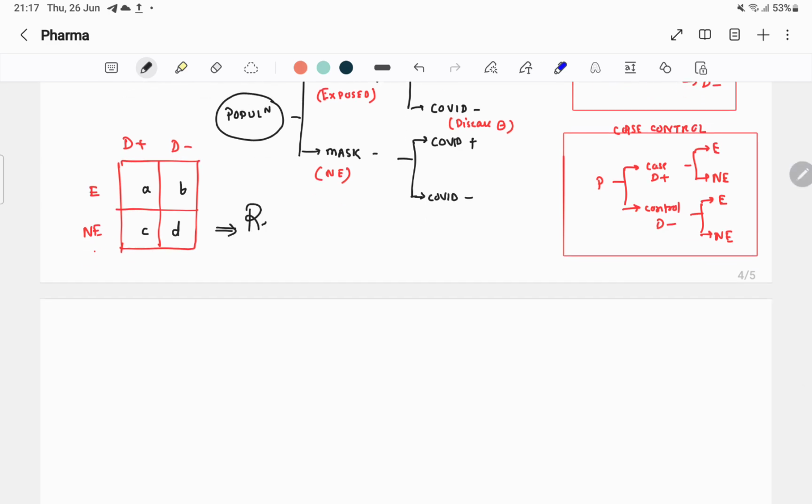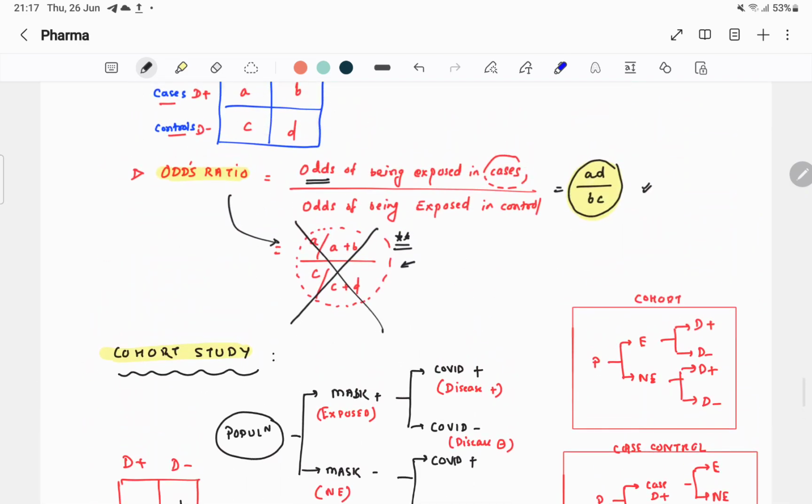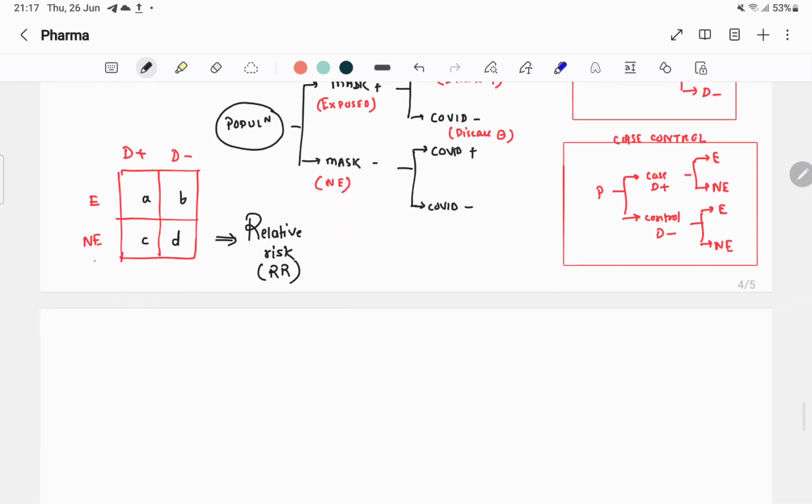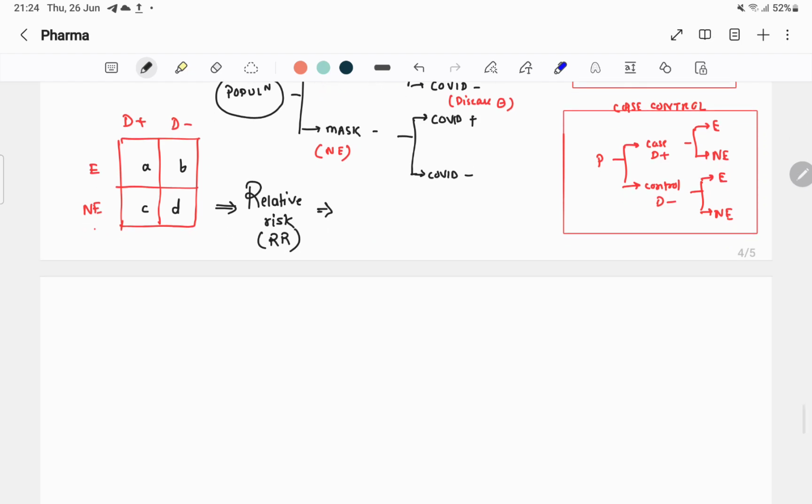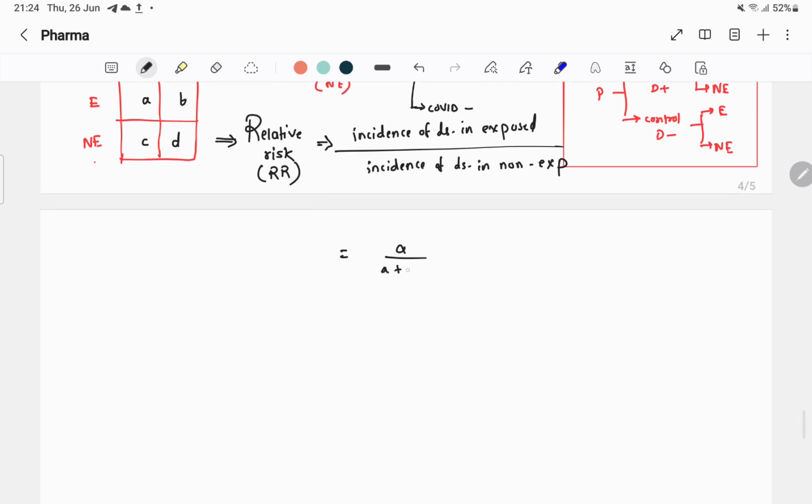Here we define a term called relative risk, which formula I made you cut there. Relative risk, RR. Odds ratio was OR, right? Relative risk means the incidence of disease in exposed by incidence of disease in non-exposed. That means A by A plus B, by C by C plus D. This is the formula for relative risk. Understood? Done?